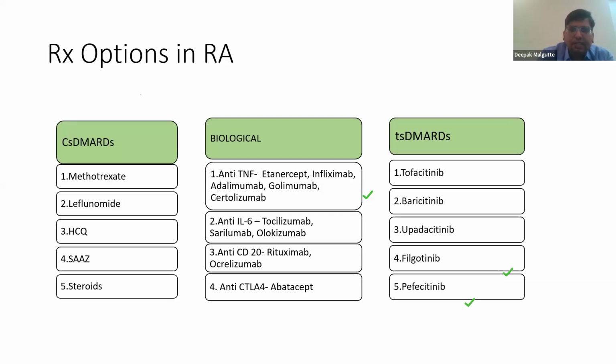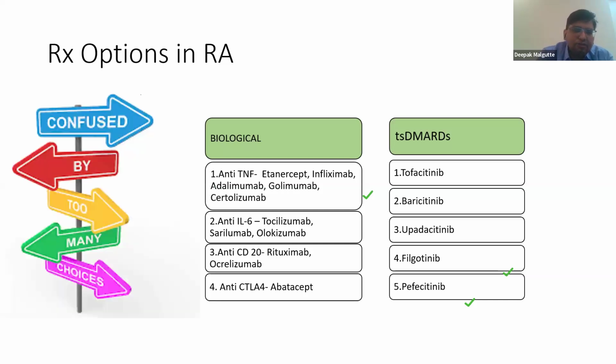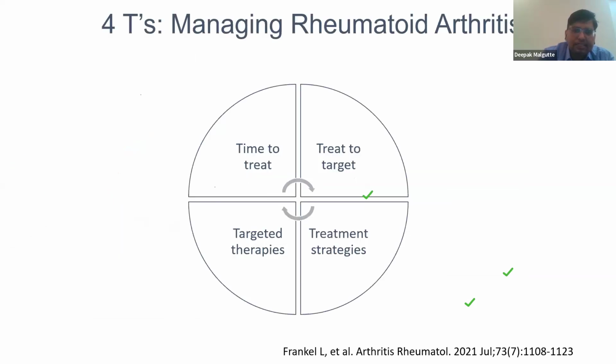So among these, how do we use these medicines is the question mark. With these various choices, we get confused, so let's see how to manage this patient. In managing rheumatoid arthritis, the 4 P's are important. When to start treatment: time to treat.